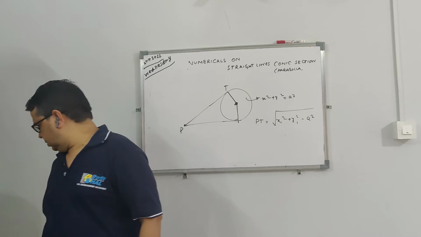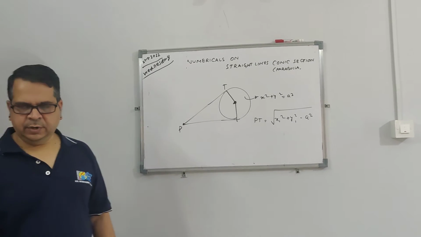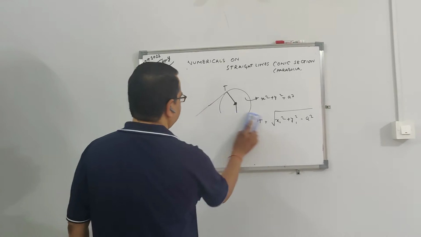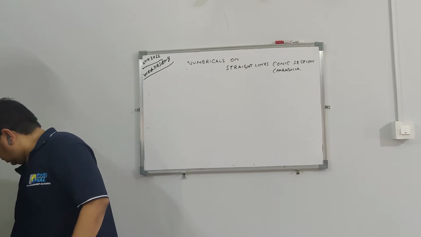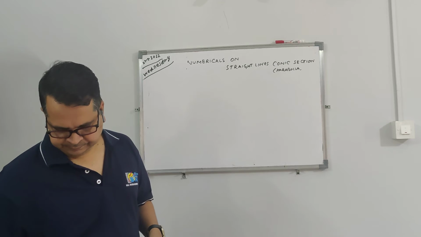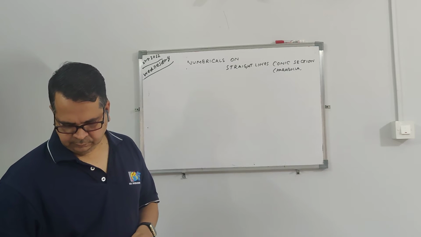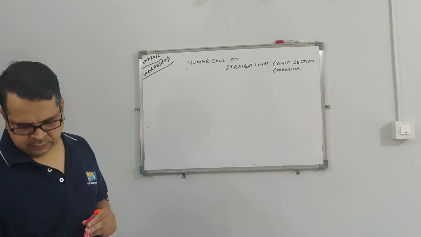So these are some quick points on circle. Then we will cover some quick points on parabola, ellipse, and hyperbola. Okay. So parabola.